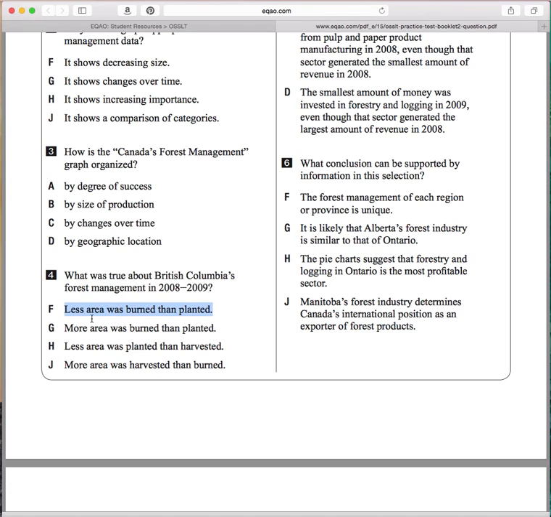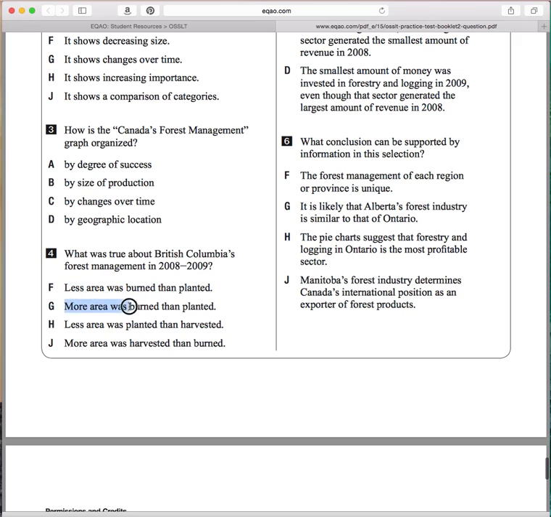Less area was burned than planted. We know that that's not true because more area was burned than any of the other things. More area was burned than planted. We know that that is true because the largest bar on the graph was the burning. It says here less area was planted than harvested.